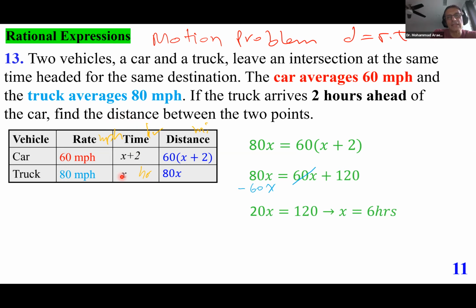So if X is 6, that means X plus 2 is 8, and the distance is the product of the two, and I would highly recommend you do both of them. In other words, 6 times 80, 8 times 60, and they both give us the same answer. This is how you check it. The distance is 480 miles, and you must check by multiplying these two numbers as well. So 6 hours for the truck, 8 hours for the car. I can even put that in.